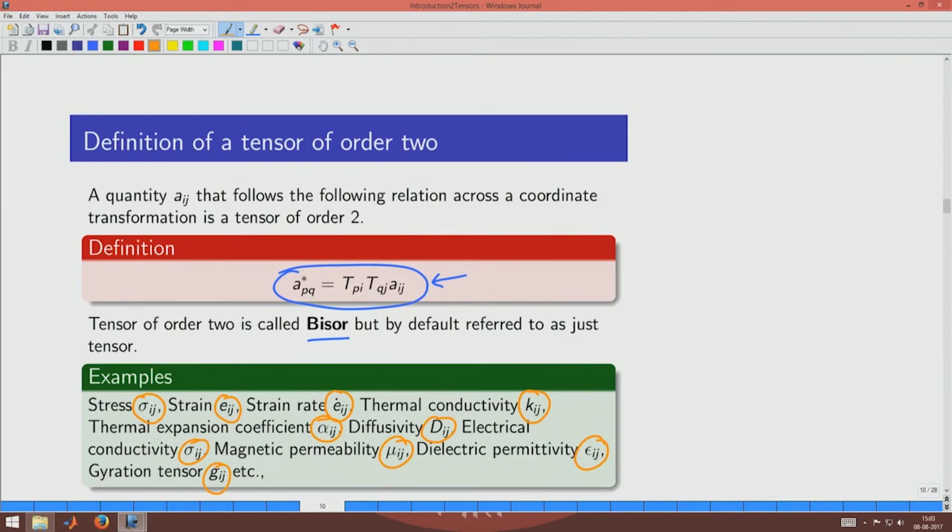But for now, remember that the most generic way of defining these quantities that are listed here is to call them tensors of order 2.